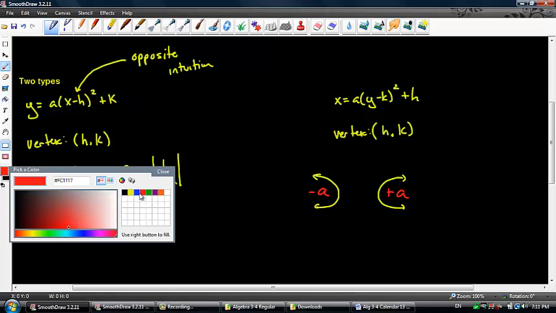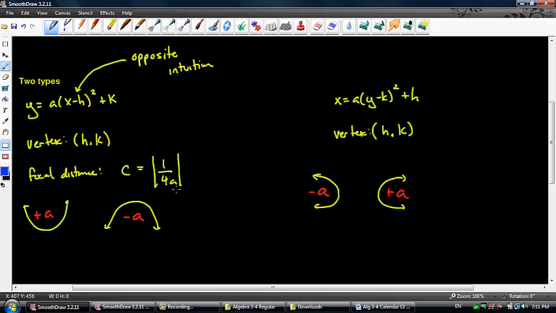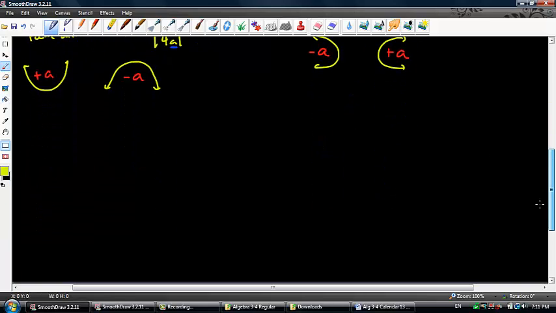Another thing I want you to notice when we're finding focal distance is that this a and this a are the same. Right? This a and this a are the same. Alright, so without further ado, let's go ahead and graph a couple of these. That way we can get used to seeing how this looks.